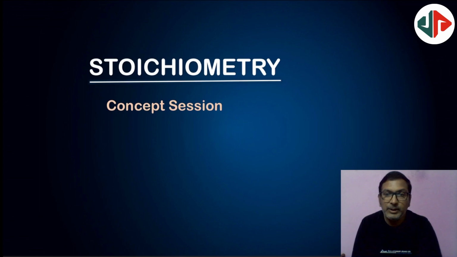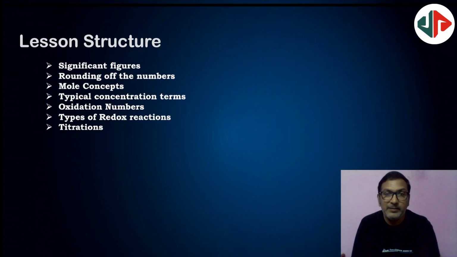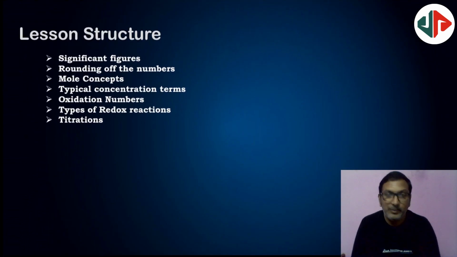So in this video, I am going to explain about concept session, that is synopsis of stoichiometry. We will discuss important points one by one. So in stoichiometry, we will be having these subtopics: significant figures, rounding of the numbers, mole concepts, concentration terms, oxidation numbers, types of redox reactions, and last titrations. So these are important topics of stoichiometry.